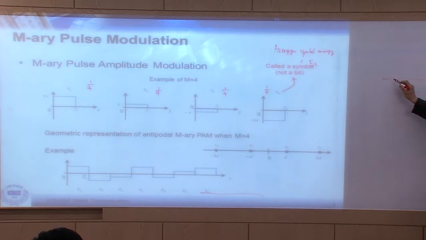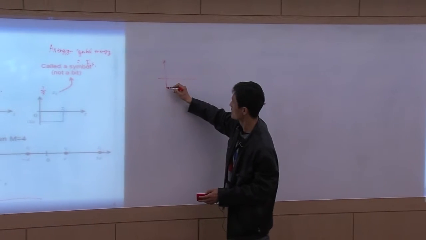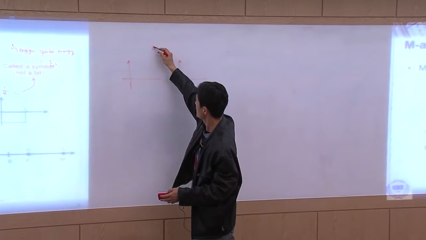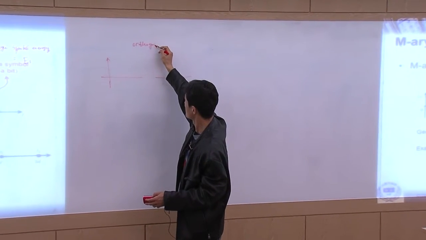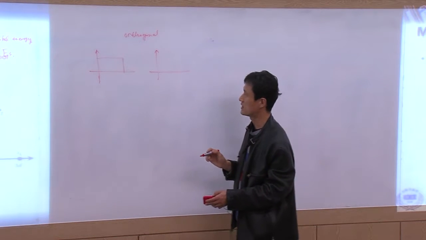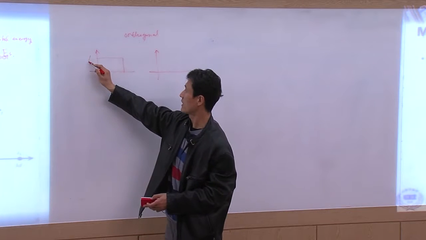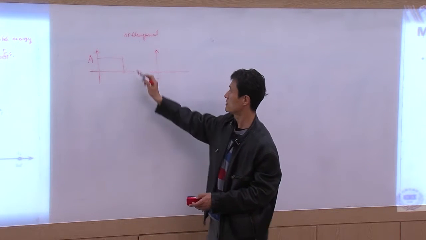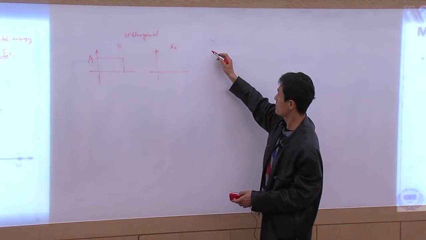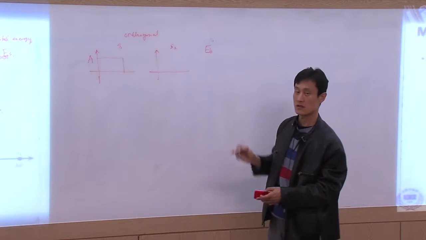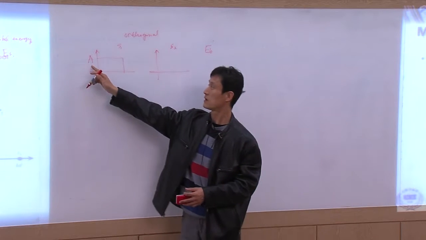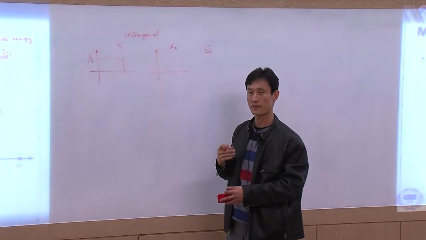Maybe we can go back to the previous binary case. In the binary orthogonal case, how did you calculate the average bit energy? So let's say A. How do you calculate the A? This is S1, S2. What I want is for my average bit energy to be EB. So how did you calculate the A at that time?